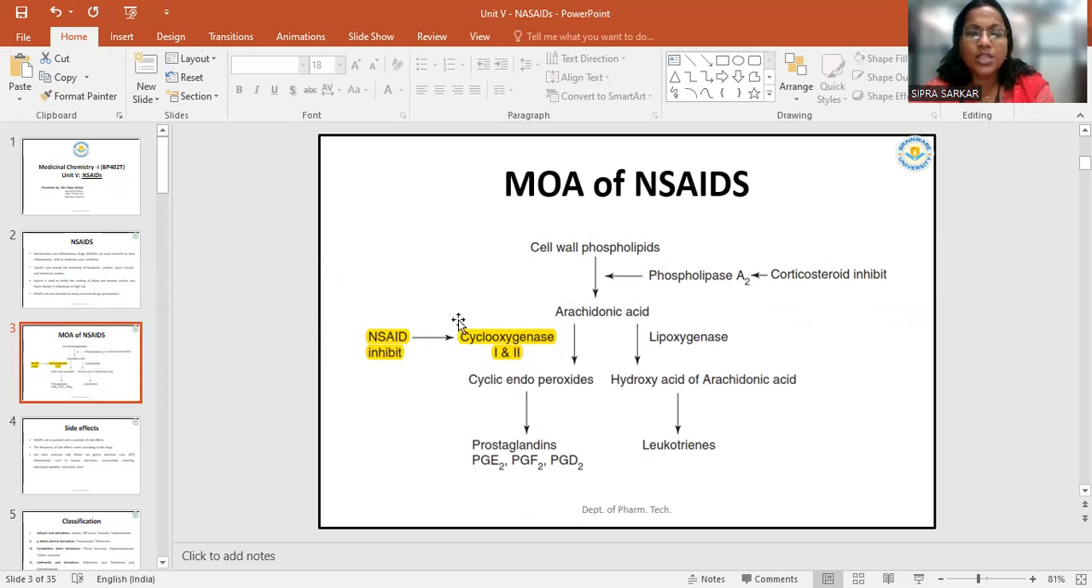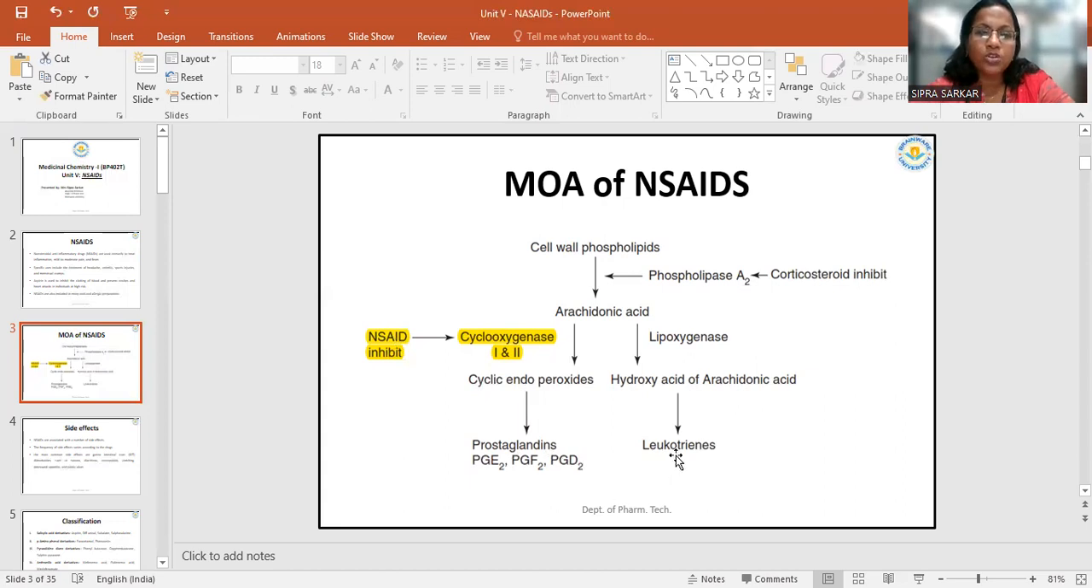So NSAID drugs inhibit the action of these enzymes. As a result, arachidonic acid cannot be converted to cyclic endoperoxides. When endoperoxide is converted into prostaglandins, different types like PGE2, PGF2 and PGI2 are secreted, which cause inflammation and pain. So pain and inflammation will be reduced by these drugs because they inhibit these enzymes. Some nucleotides also cause the release of inflammatory agents, as well as decreasing the platelets.